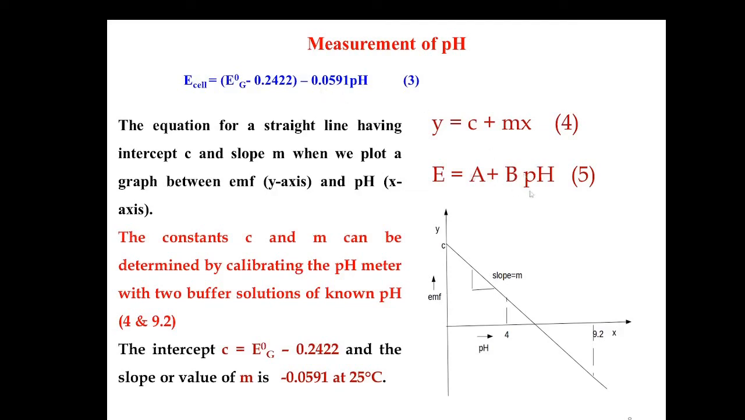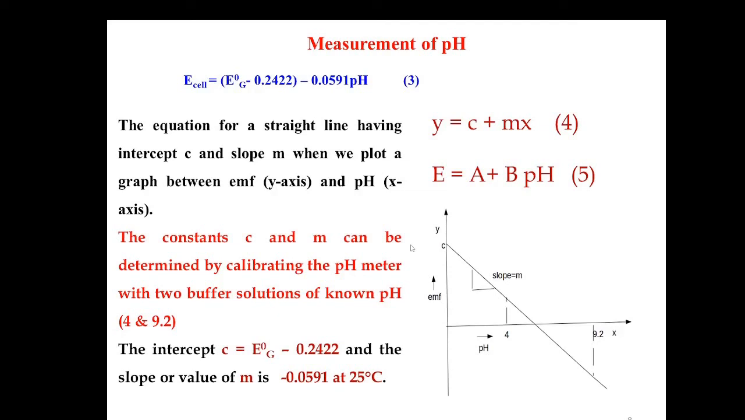plus B into pH, where B stands for the slope, that is minus 0.0591. The constants A and B, or C and M, can be determined by calibrating the pH meter with two buffer solutions of known pH. Usually pH 4 buffer and pH 9.2 buffer solutions are used for calibrating the pH meter.